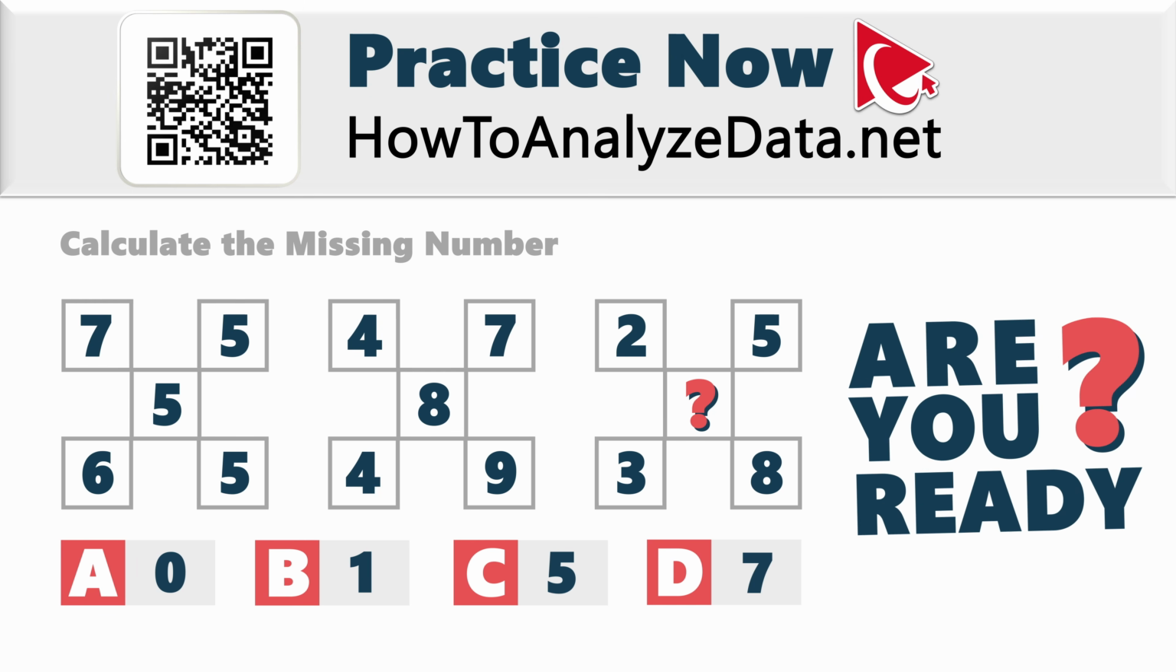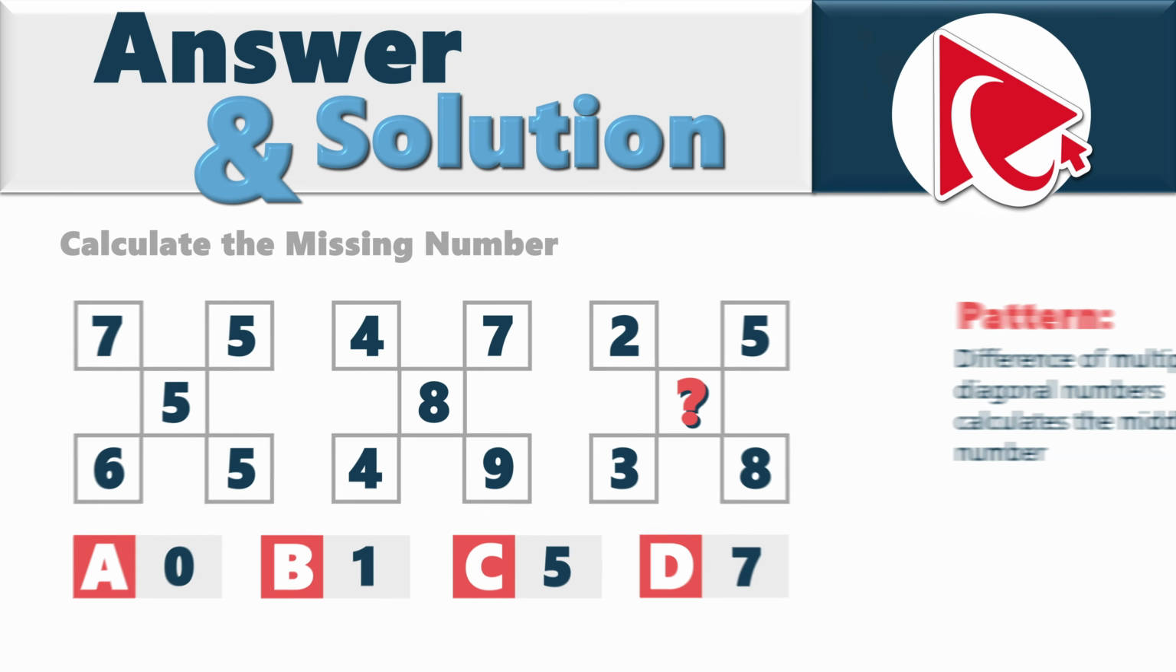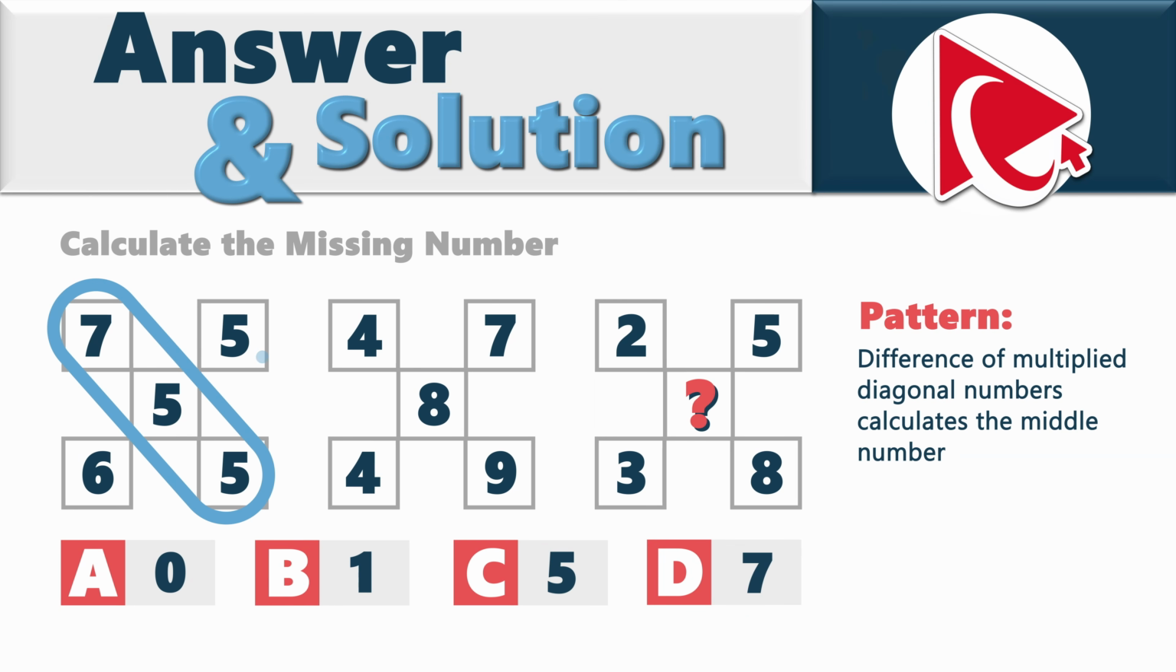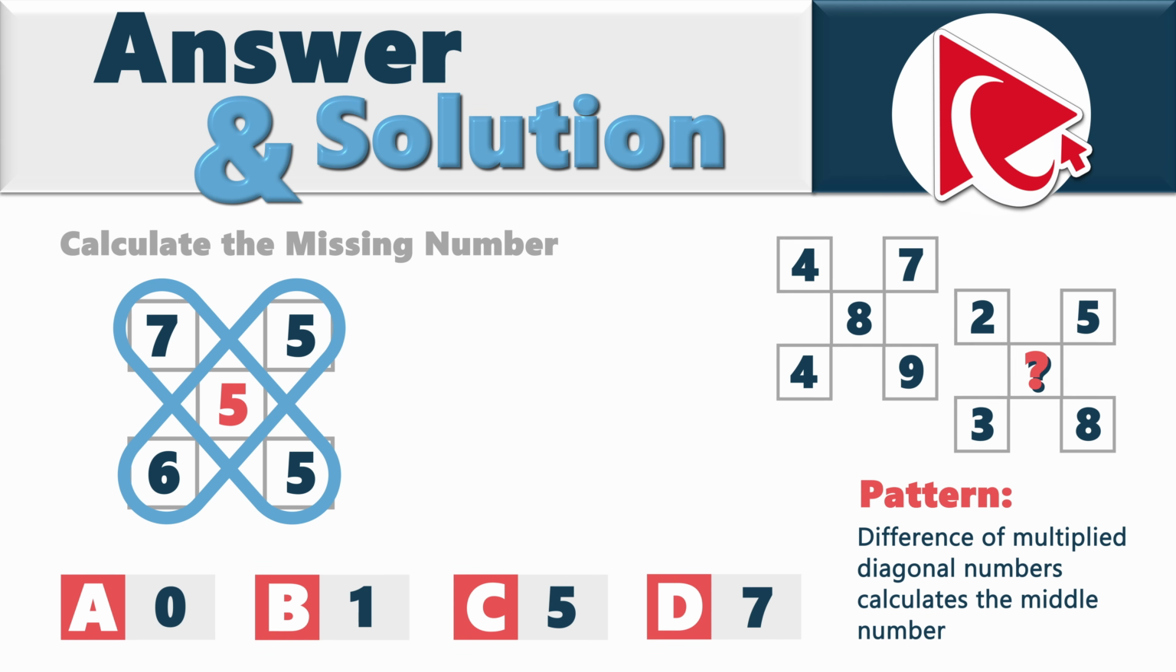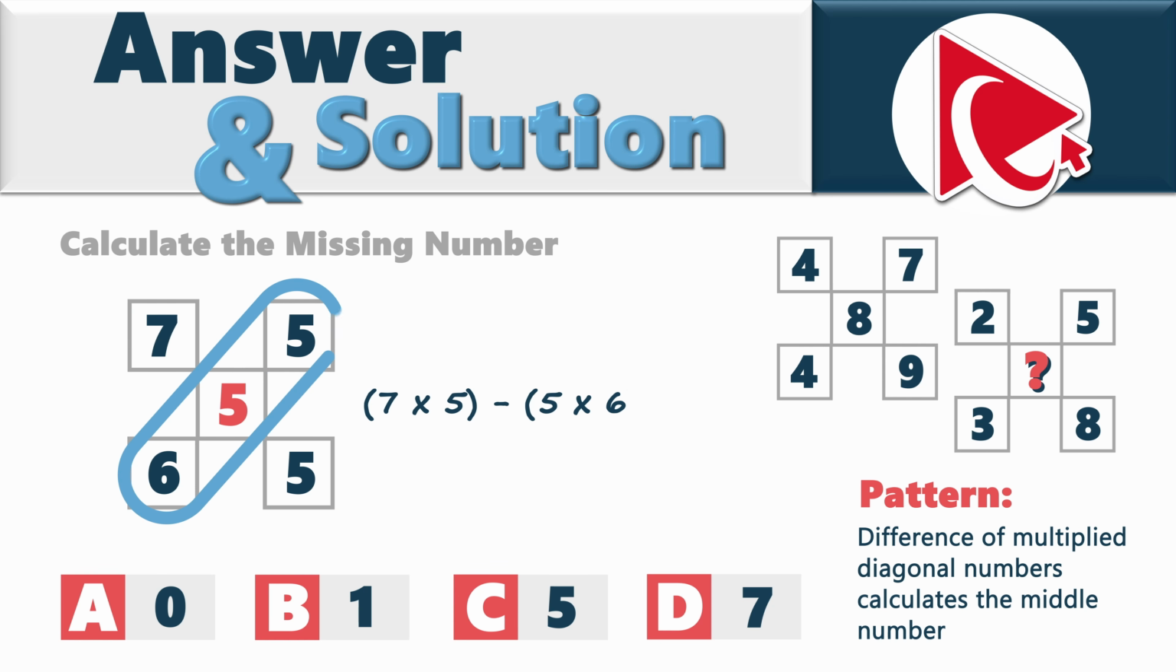Are you prepared to showcase your response? The pattern here is that difference of multiplied diagonal numbers calculates the middle number. Let's look at the example with the first shape. 7 multiplied by 5 minus 5 multiplied by 6 equals 5.